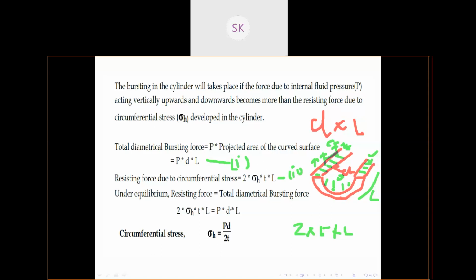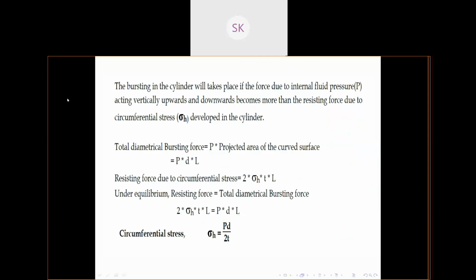Now we have to equate these, because if these two forces are in equilibrium, then your cylinder will be stable. If these two forces are not equal, then your cylinder will fail, right? So we have equated this part, and we got the formula of circumferential stress as PD by 2T. This is an important formula. Hope this part is clear.